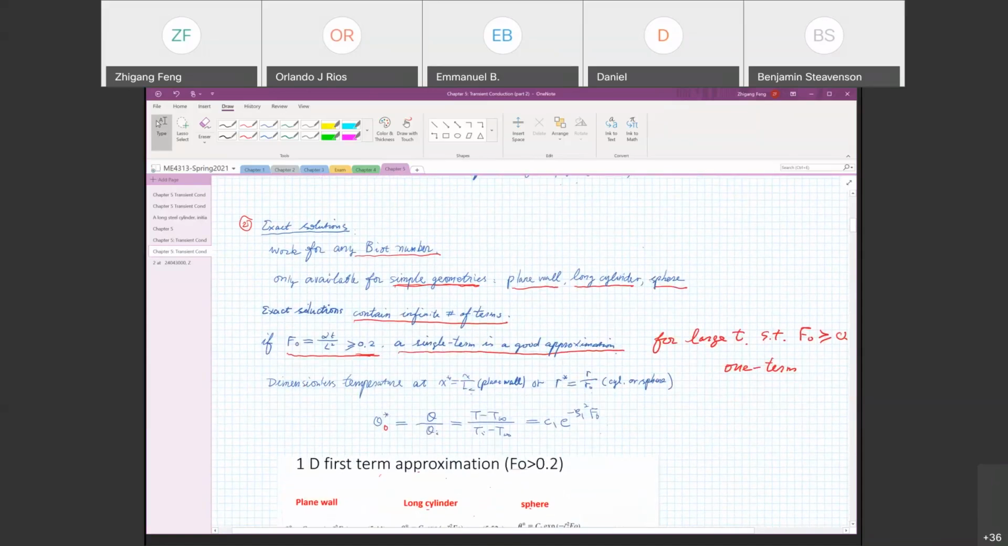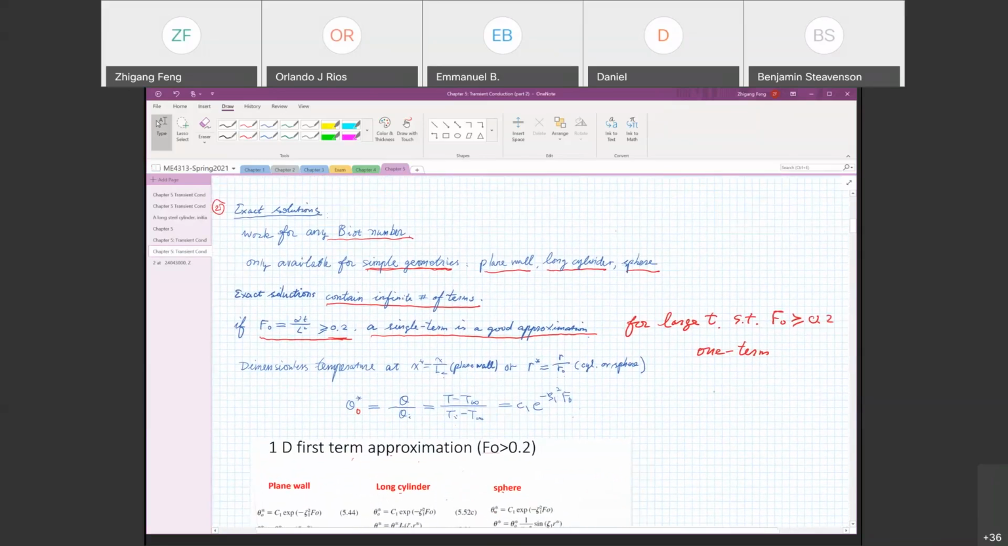And if we are confirmed that we can use the one-term solution, then the temperature at the center, so remember the symbol theta star, which is the dimensionless temperature, we add a subscript naught to indicate the temperature at the center. It can be either the center line of a plane wall, or the center line of a cylinder, or the center of a sphere. Okay? So the subscript naught indicates the center line or the center. And for a plane wall, the dimensionless coordinate is x star, which is equal to x over L sub c. For a cylinder or a sphere, r star, which is the dimensionless coordinate, equals r over r naught.